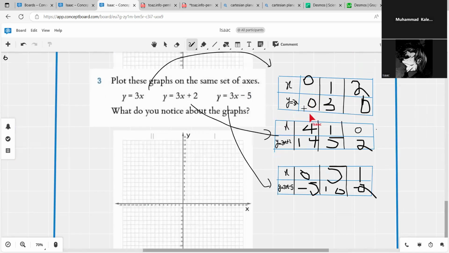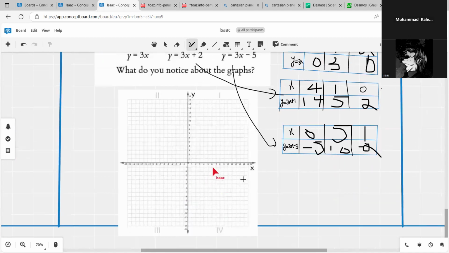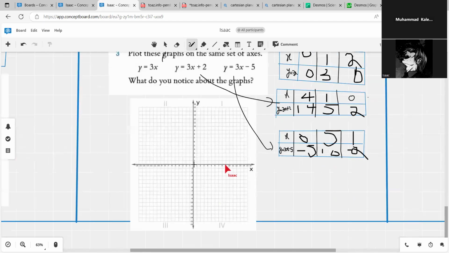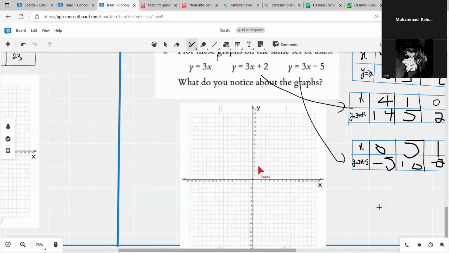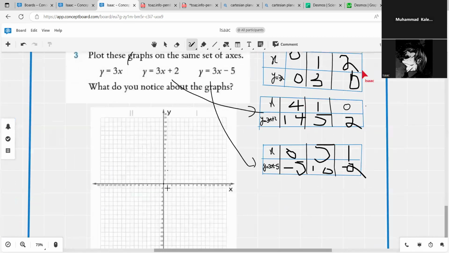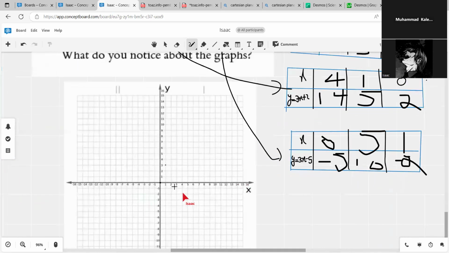You will be confused. Firstly, mark the points of one table, make the line, then mark the points of the other table. Otherwise, you will be confused about which point we need to join with which one. So 0, 0 is here. Good. The next point is 1, 3. It will be right here, right? Next is 2, 6. Where will it be? It will be here.